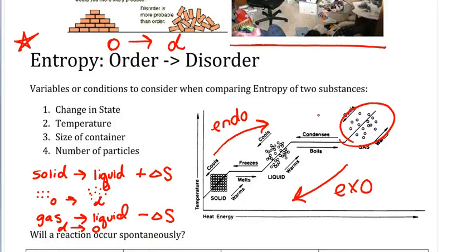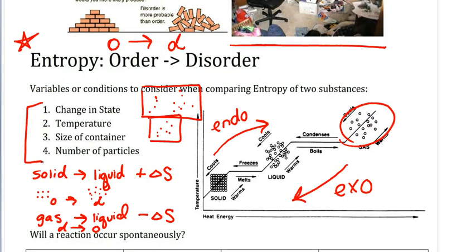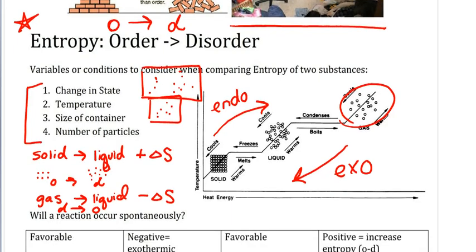Also, the size of the container is going to definitely influence it. If you have a smaller container, you could tend to try to have some more order versus having a larger container, and now things are all over the place. So if you think about your classroom, the larger the classroom, the harder it is to keep order. And then also the number of particles. The more people you add, the more disorganization you might have. So those are some conditions to think about when thinking about if you have an increase or decrease in entropy. So always think about those scenarios.